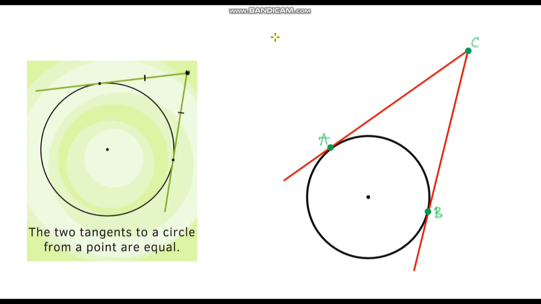And again, whenever we're dealing with proofs, the first thing to do is to draw in some radii. So let's do that. So from the center, let's go to A. And let's do exactly the same to B.